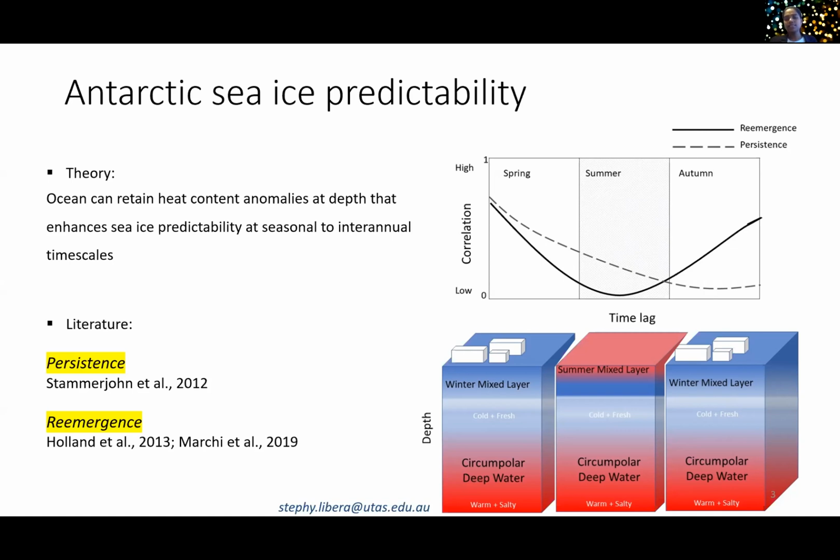In that case, having a deeper mixed layer actually enhances the ocean to have a persistent signal of predictability. But then when we think about reemergence, that is when the seasonal evolution of the surface ocean comes into play. When we have the deep mixed layer in the winter, the summer stratification will actually disconnect the cold water underneath that stratified layer from the surface. So you won't get any predictability in that season.